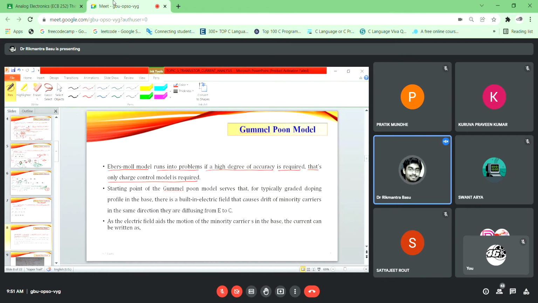So with a little less accuracy, we can start with the Gummel-Poon model, where the starting point is a typically graded doping profile in the base, with a built-in electric field that causes the drift of the minority carriers in the same direction they are diffusing from emitter to collector. What does that mean? Graded doping profile. To be honest, we assume the emitter is heavily doped, then the base, then the collector. But are we sure, when we are doing arbitrary growth and fabrication, what the device length of this whole transistor can be, in the order of?